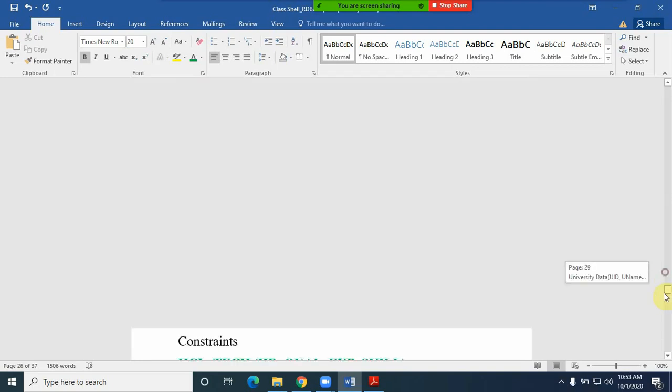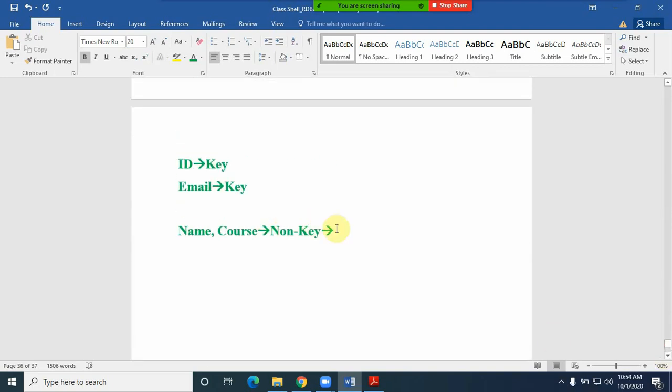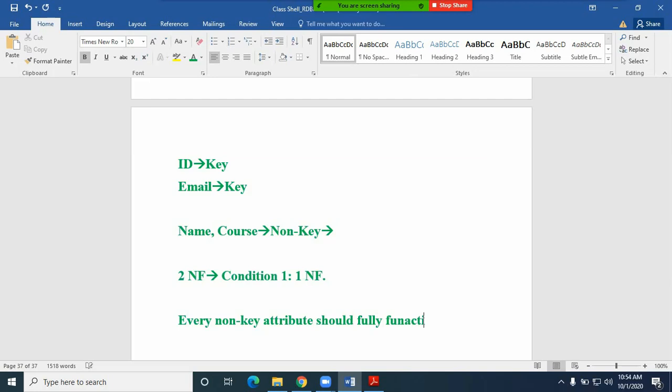Now at the moment you are observing this key and non-key in the case of the second normal form, our definition says like this: if any table is said to be in second normal form, condition one is it should satisfy the first normal form, 1NF, and thereafter the second point is every non-key attribute should fully functionally depend on the primary key.